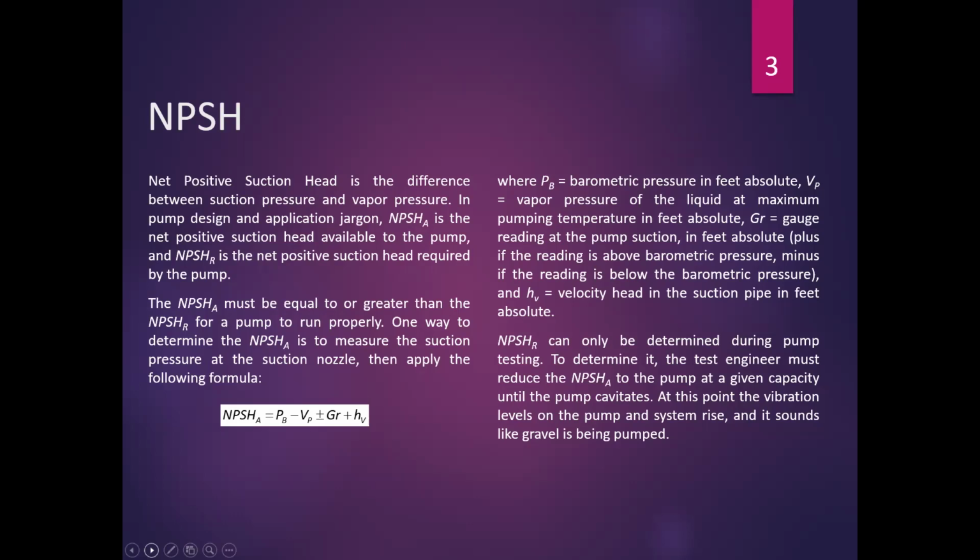And NPSHR can only be determined during pump testing. To determine it, the test engineer must reduce the NPSHA to the pump at a given capacity until the pump cavitates. So you can get it. At this point, the vibration levels on the pump and system rise and it sounds like gravel is being pumped.